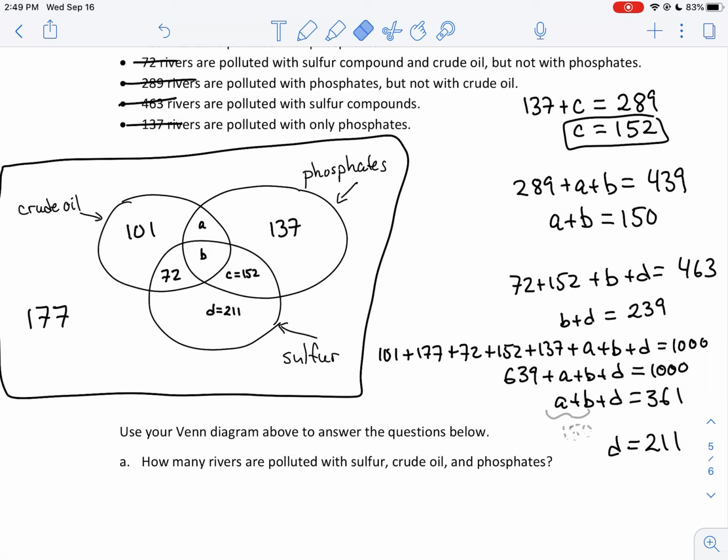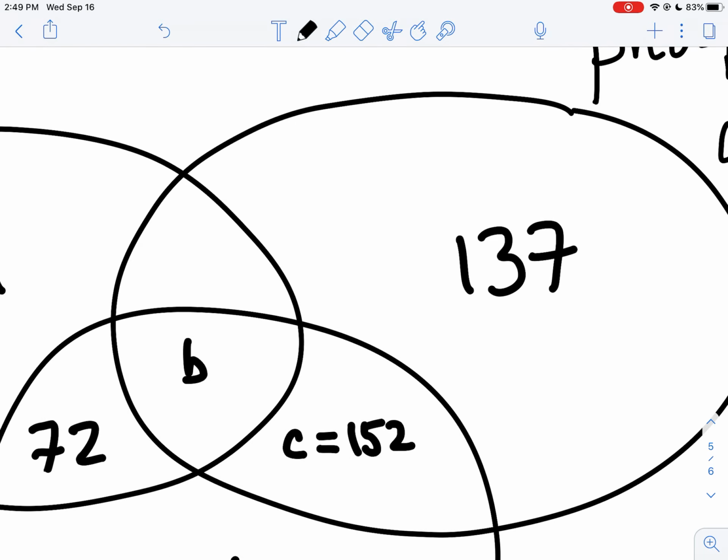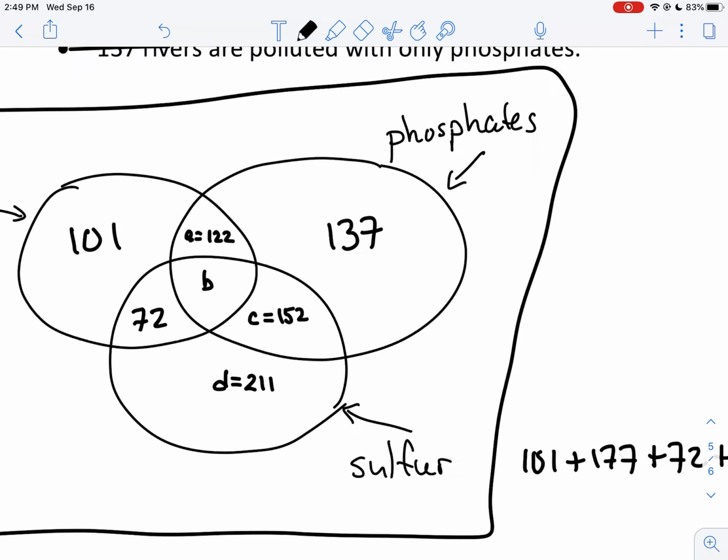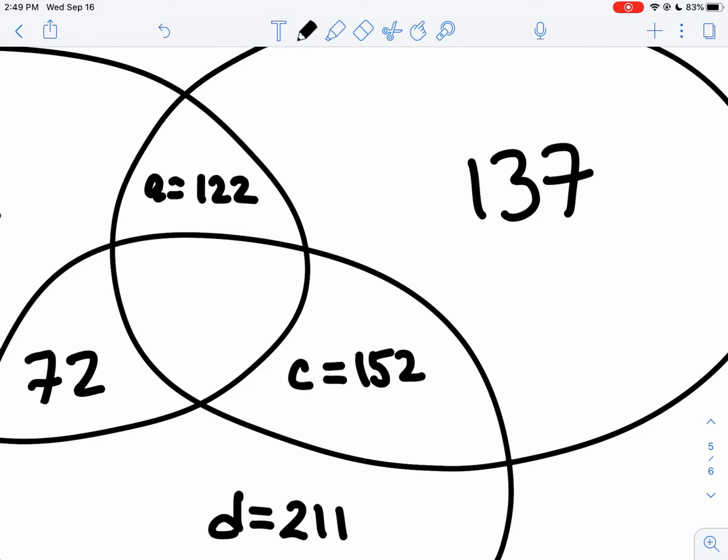I could have done that a different way, right? Because I also know that B plus D is 239. So I could have changed that to 239 and subtracted 239 from 361 to get A. So we're going to do 361 minus 239, and we get A is 122. And A plus B have to add to 150, so I now know that B therefore has to be 28.